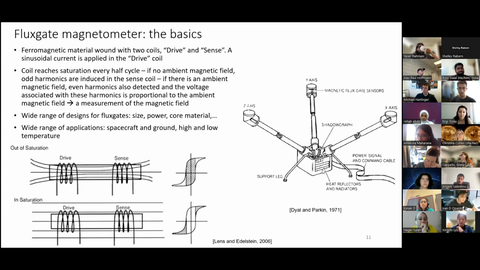This is actually, I believe, from a magnetometer that was put on the surface of the moon, but you have magnetometers that are more compact than this that are put on satellites all the time, more flux gate magnetometers. And they're used again in spacecraft, on the ground, at high and low temperature and so on. So they're really versatile.